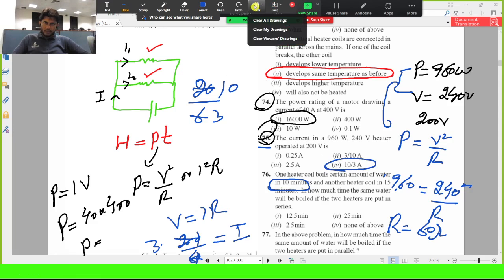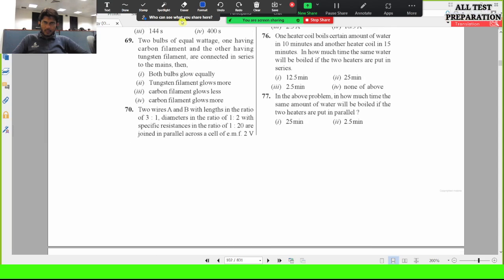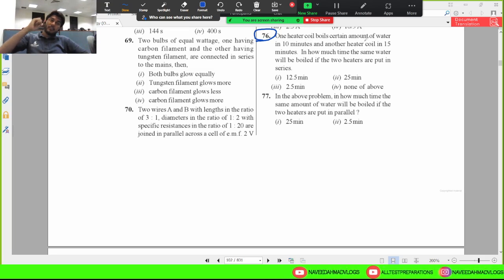Okay, 76. Okay, so one heater coil boils a certain amount of water in 10 minutes and another heater coil in 15 minutes. In how much time the same water will be boiled if the two heaters are put in series?